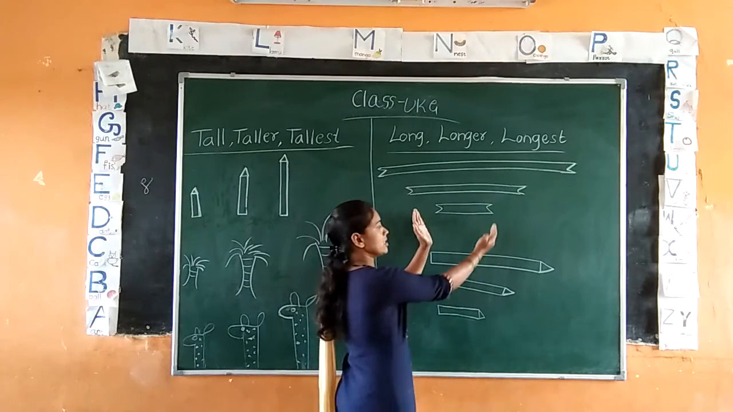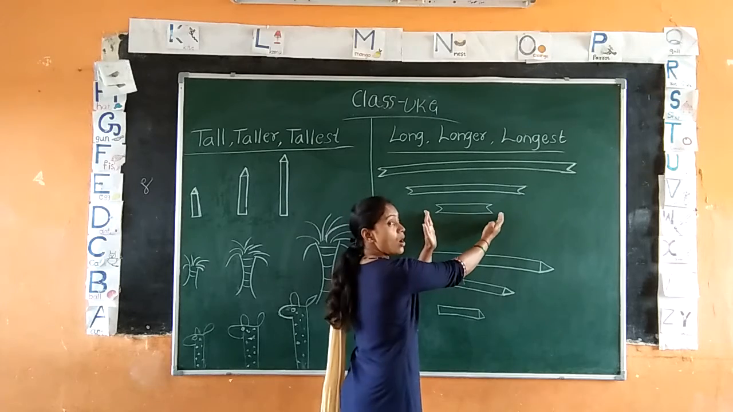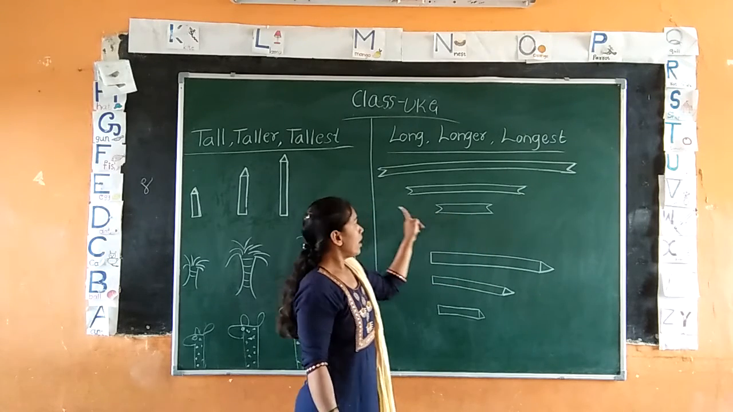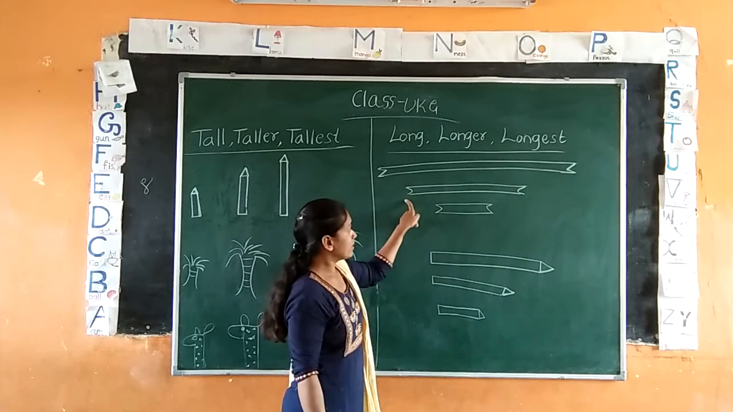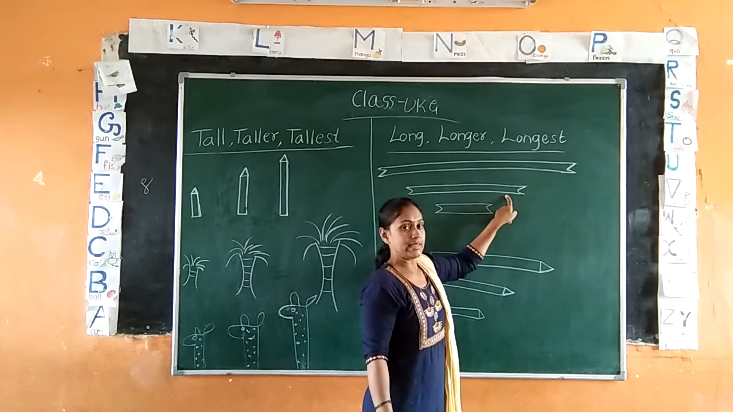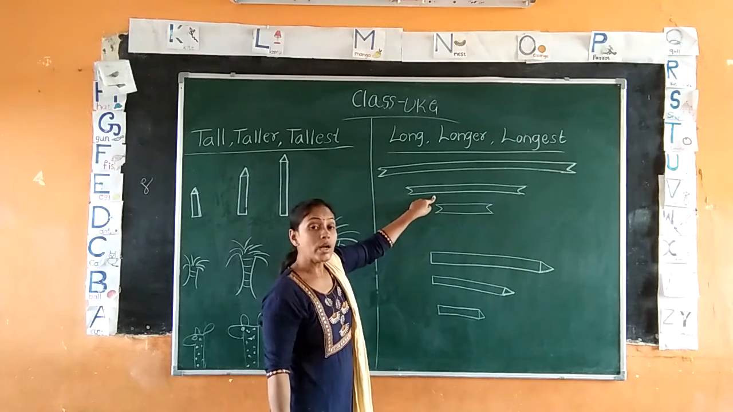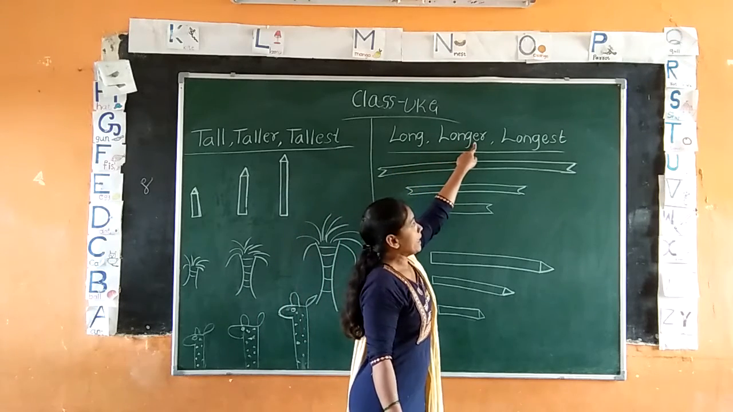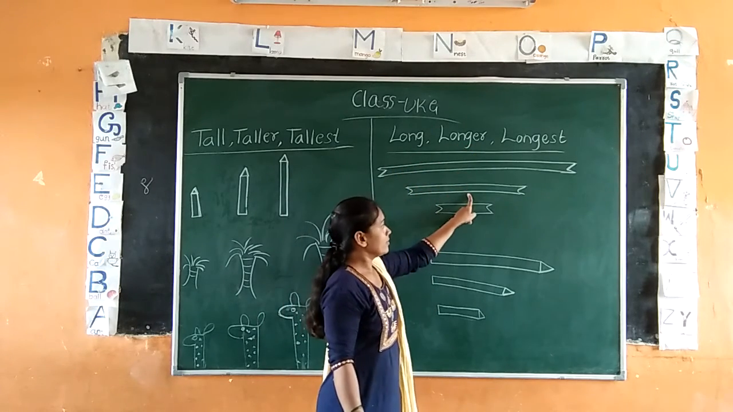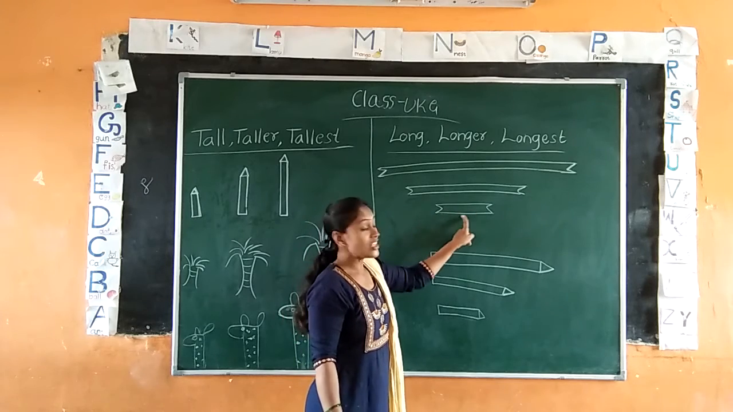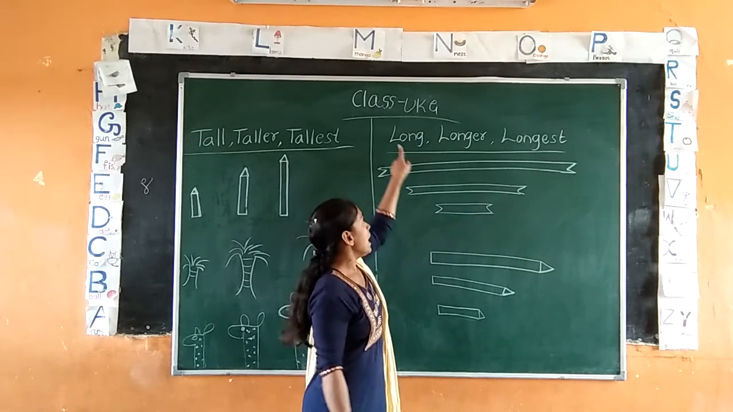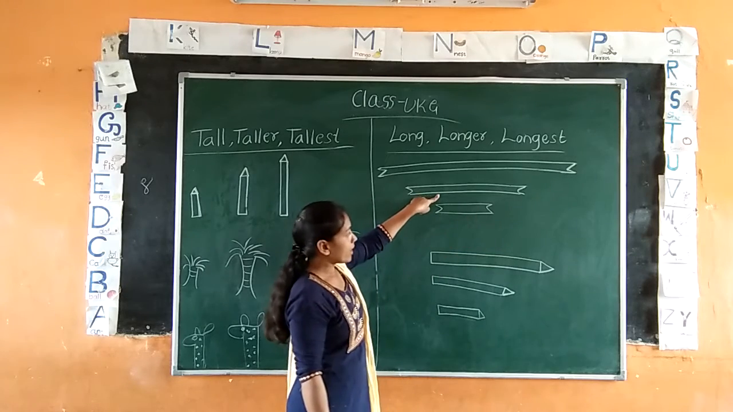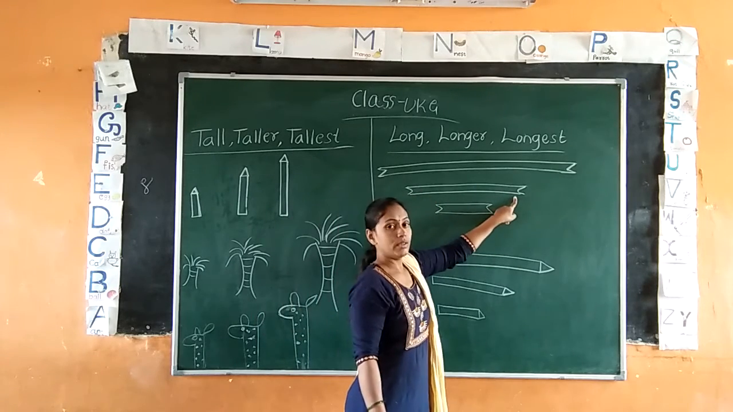The first line is small. This is a long line. Compared to this, this line is big size. So this is the longer. L-O-N-G-E-R. Longer line. Okay. The first one is a long line. L-O-N-G. Long. The second one is longer.